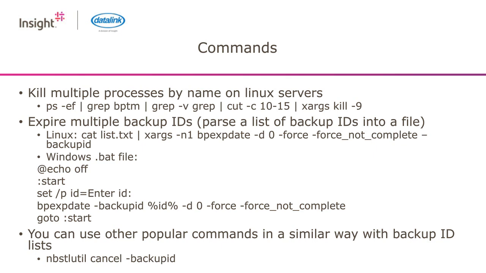And there's a Windows batch file I got from a customer a couple of years ago that's been handy for multiple cases, and this is the example of that. What this will do is you just run it from a command line, and it'll sit there at a prompt, and you can cut and paste your list right into your command prompt, and it will run the command, bpexpdate backup ID, on each in that list.